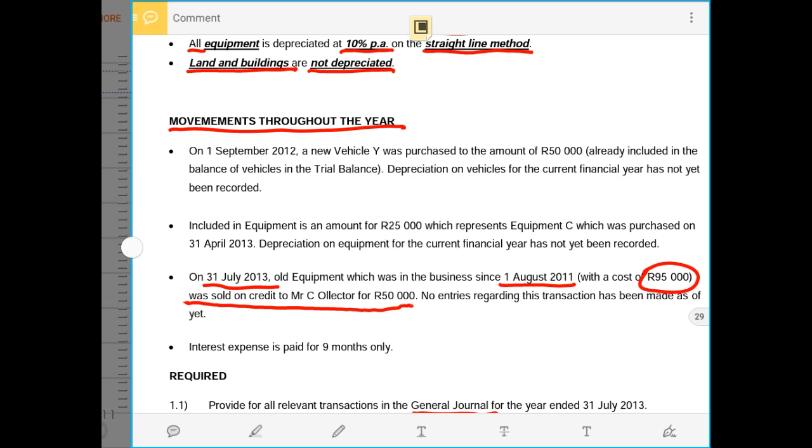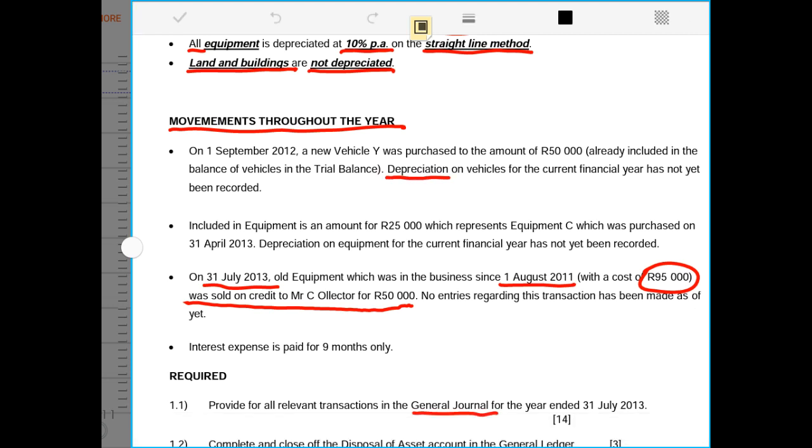So now the first journal entry that we need to do is the journal entry for the depreciation for vehicles. And if you see that they say vehicles, it indicates that it's the old vehicles that we had and the new vehicle that was acquired on the 1st of September in the year 2012. So now we'll do a journal entry for that.